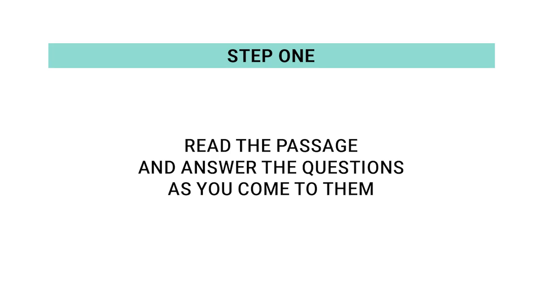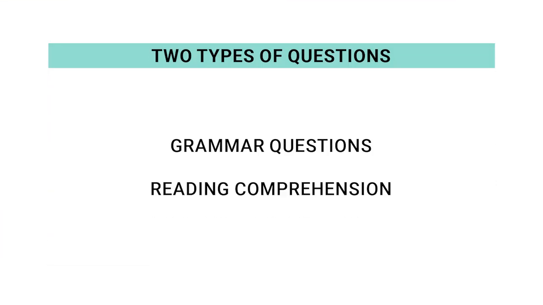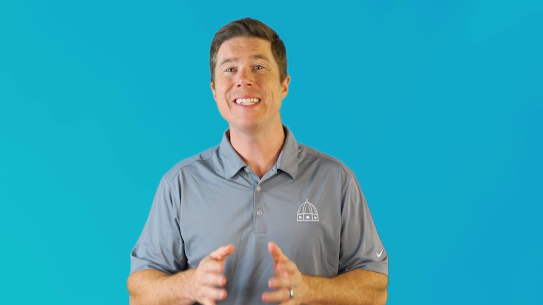So, if you're taking notes, write step 1. Read the passage and answer the questions as you come across them. And here's why. Context is key to the ACT English section. There are two types of questions on the ACT English section: grammar questions and reading comprehension questions. That's right, there are reading comprehension questions on the ACT English section. And the context you have from reading the entire passage will really help you answer these questions correctly.